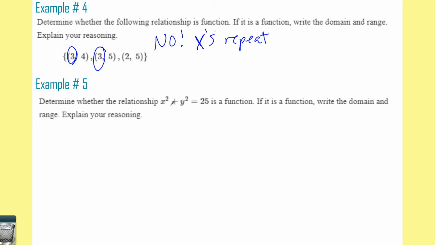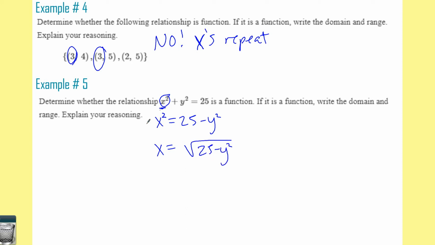Let's see. Determine whether a relationship is a function. Here, our issue is whether or not the x's repeat. Well, let's figure out what x is. Let's isolate the variable x. So we do x squared equals 25 minus y squared. And then we take the square root. So we get the square root of 25 minus y squared.